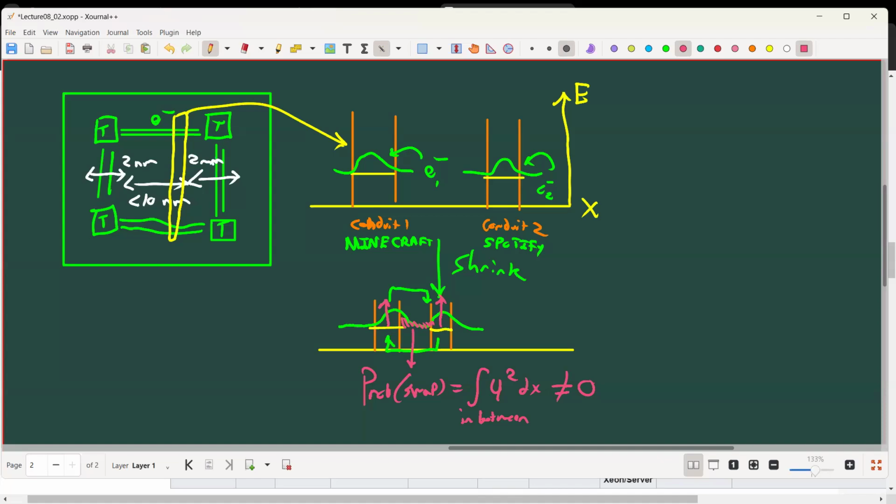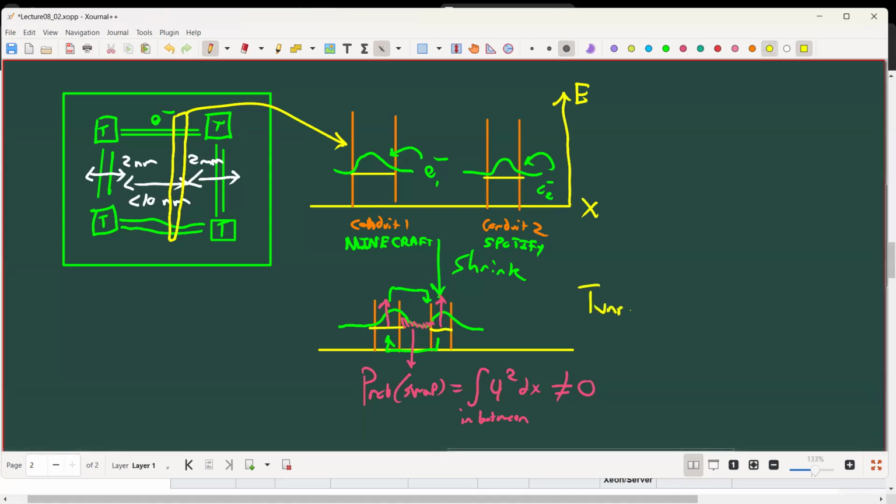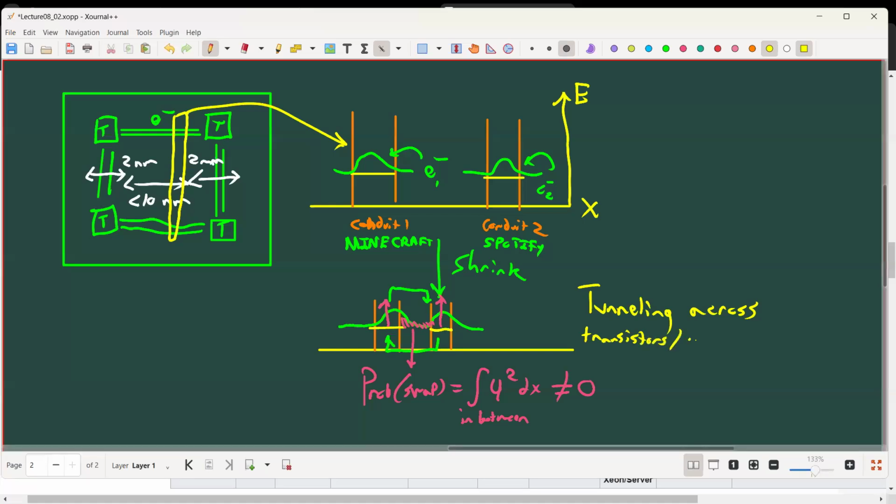Right, so this is the continuing problem with CPUs, is that as you get smaller and smaller, electrons start to leak across the conduits, across the transistors, because of this tunneling. So we have tunneling across transistors and current conduits in microscopic chips.